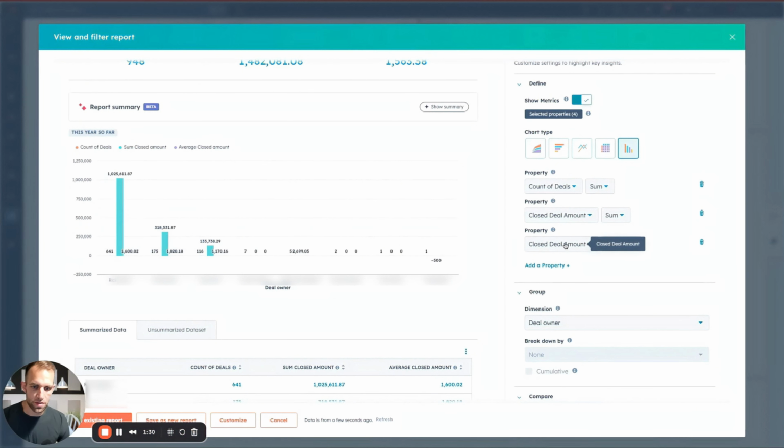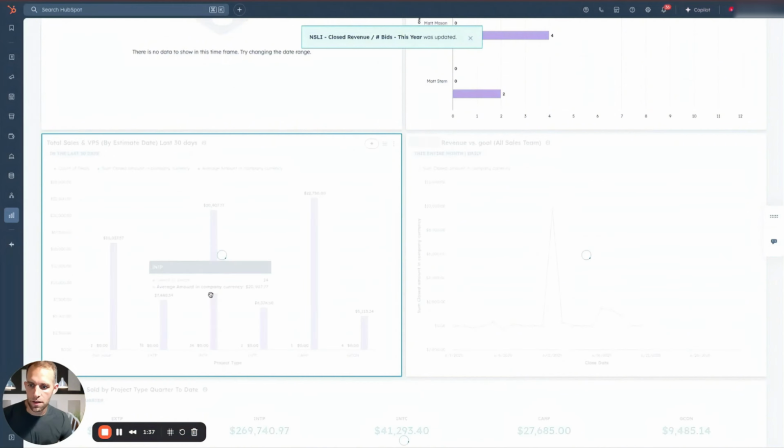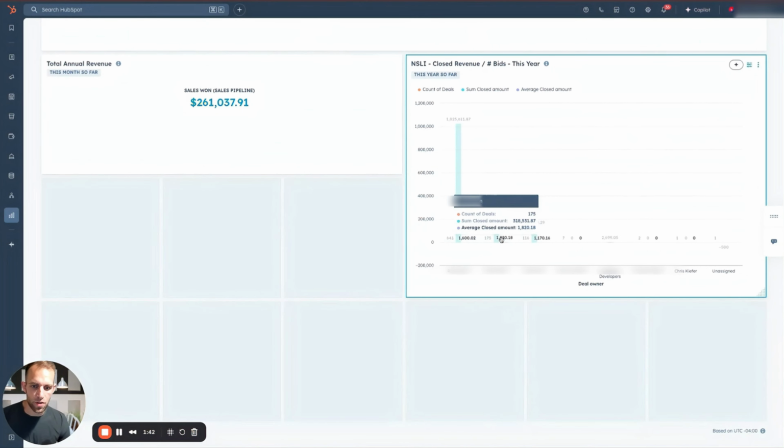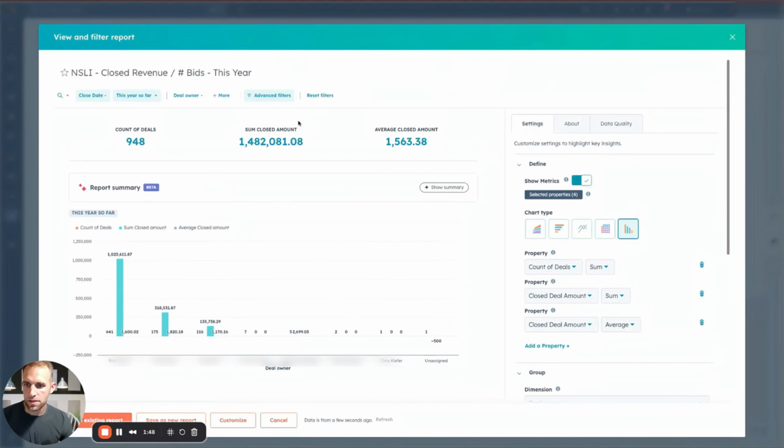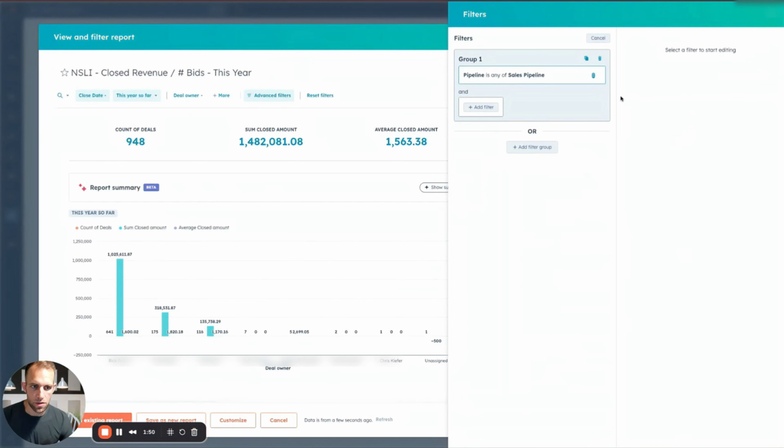So his closed deal amount, looked at as an average, is what we call that NSLI number. Does that make sense? Yeah. So now we have each person, and let me filter out. It looks like we just need Matt. Let's put one other filter on here so we don't see all the other users.